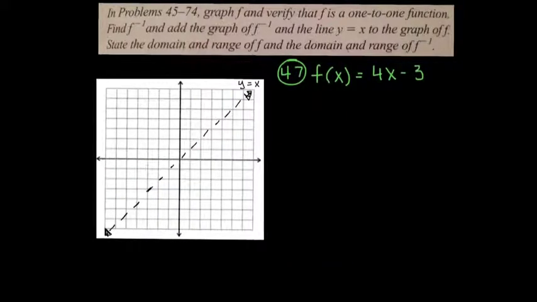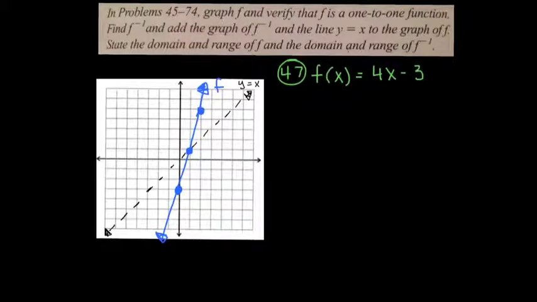For f of x equals 4x minus 3, again, this is just a linear function in slope-intercept form. My y-intercept is -3, so I'll start by finding -3 on the y-axis. My slope is positive 4 over 1, so from this point I'll go up 4 and over 1. I can do that one more time. Up 4 and over 1. Connect those to get my graph of the function f.